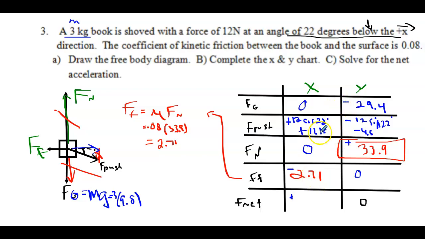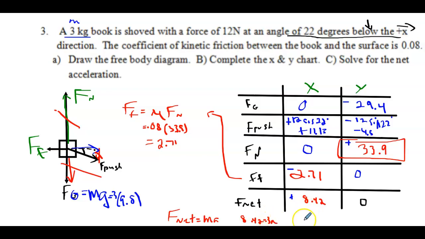And then it's just addition, 11.13 plus a negative 2.71, and that's going to get you 8.42. So 8.42 is the net force. That is the overall amount of force, and we're going to use Newton's second law, which says the net force is equal to ma, and solve for a. So we have 8.42 equals the mass, which was 3, times a.